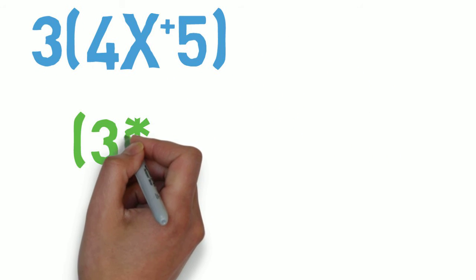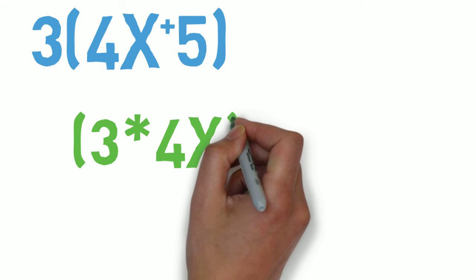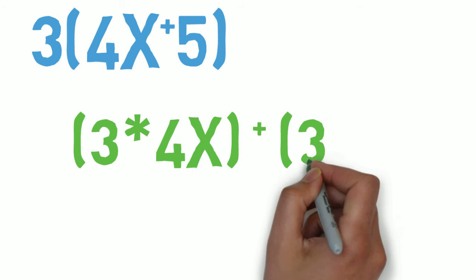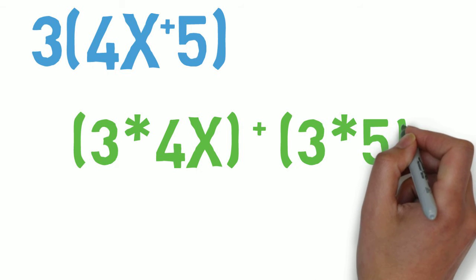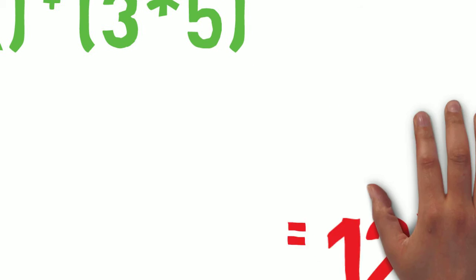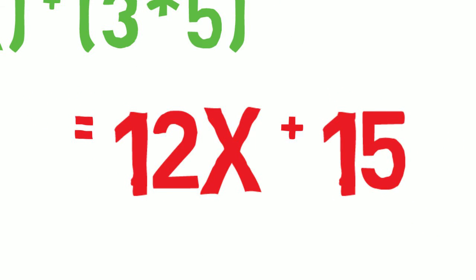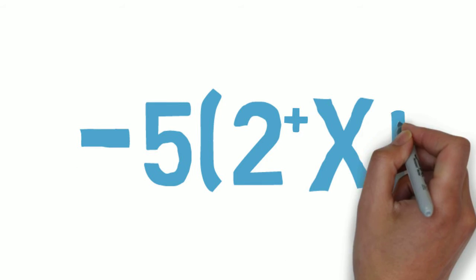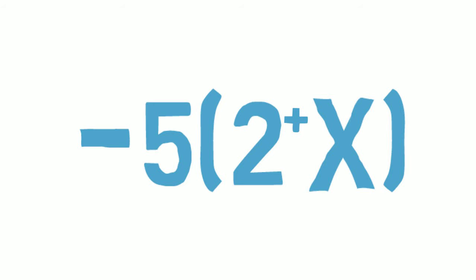All right, so that's going to be 3 times 4x plus 3 times 5. That is going to give us 12x plus 15. Now we can't combine those two because the 12 has an x on it. It's a different number altogether.